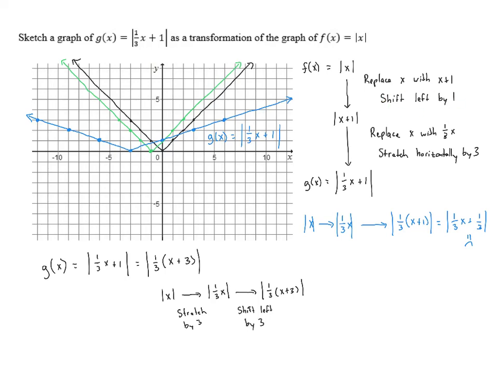So what I want you to do on a separate xy plane is start with the original graph, then stretch it horizontally by a factor of 3, then shift left by 3 units, and see if you get the same final graph. You should end up with the exact same graph of g of x that we have here.